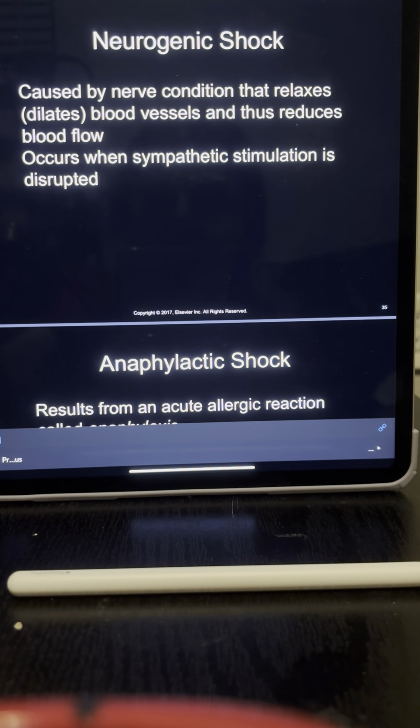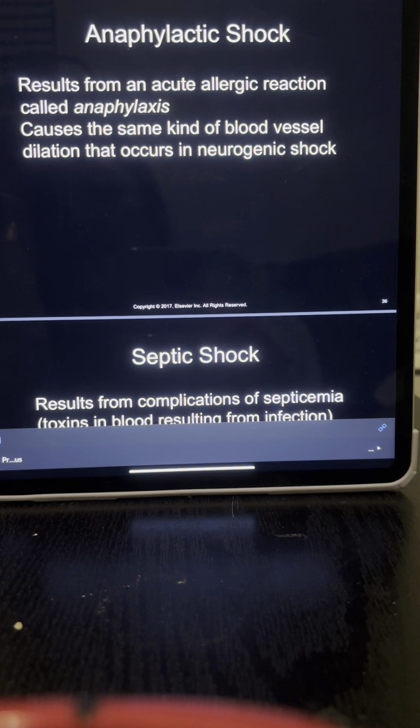Anaphylactic shock results from an acute allergic reaction called anaphylaxis. This causes the same kind of blood vessel dilation that occurs in neurogenic shock. So you're allergic to something, your lungs start to swell up and you can't breathe because your body's trying to get rid of it. It's really trying to protect you. But then my vessels relax and dilate. And again, now I have no pressure. There's not enough blood to fill up my diameter. So my vessels cannot push that blood around to distribute oxygen to my organs. My organs start to die. My tissues start to die. My cells stop working.